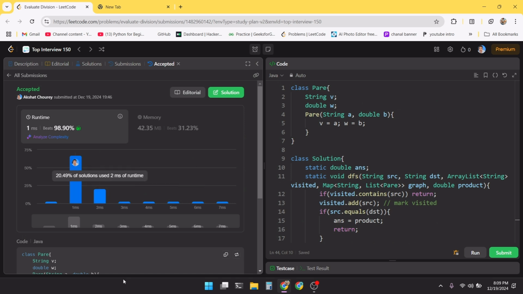And this is the time complexity. It's 98.9% best, so not the optimal but good enough to be accepted.